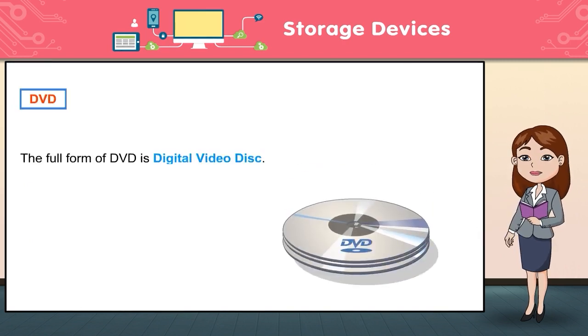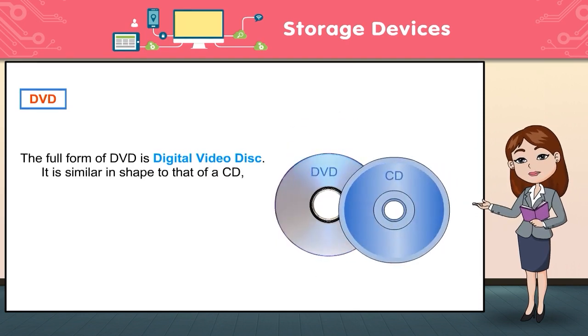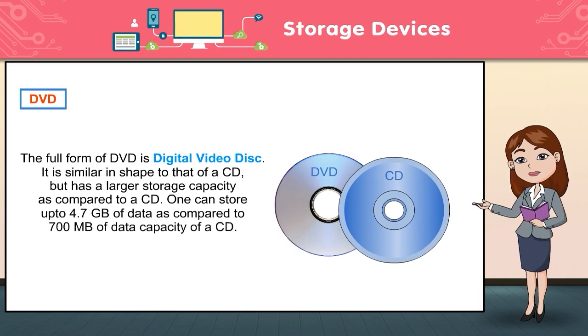DVD. The full form of DVD is digital video disc. It is similar in shape to that of a CD, but has a large storage capacity as compared to a CD. One can store up to 4.7 GB of data as compared to 700 MB of data capacity of a CD.